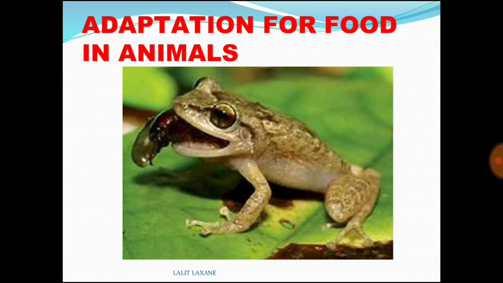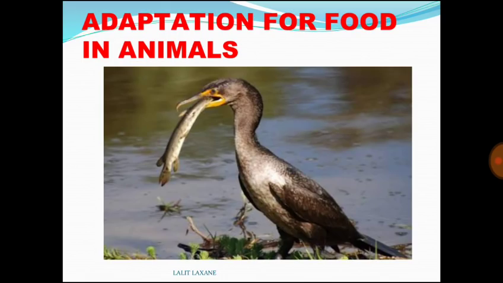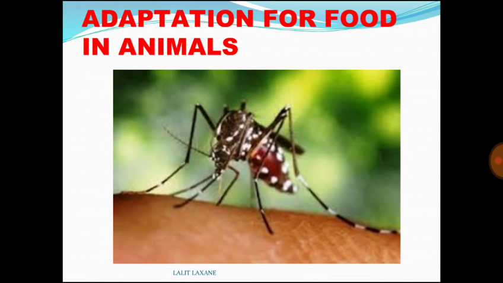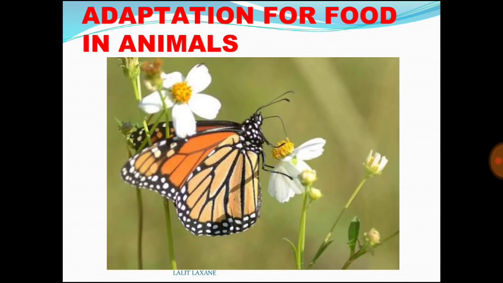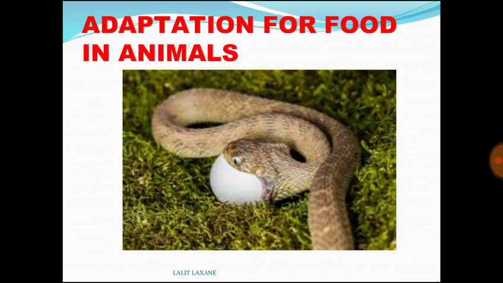Adaptations for food in animals. We can categorize animals as herbivores and carnivores. Special adaptations are seen in each category to make the process of feeding easy. We will discuss this in greater detail in the chapter on nutrition. Watch the programs on channels like National Geographic, Wild Discovery, etc. to learn about the feeding habits of animals like frogs, snakes, birds, mosquitoes, butterflies, etc.